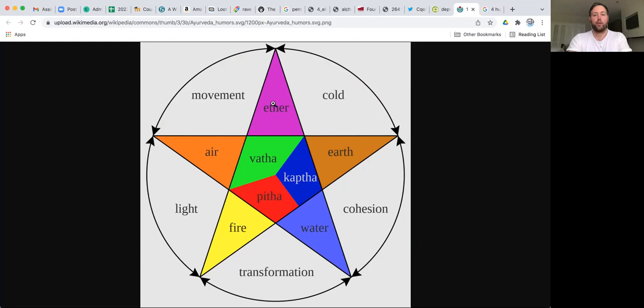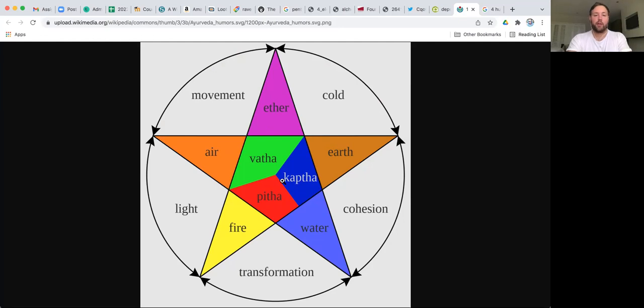Now, it is through the combinations of these elements in a certain balance, or imbalance, should I say rather, that we get the three doshas. The dosha is a temperament, okay? And we're just dealing with human beings for now. So the three doshas are temperaments of elemental imbalance in the body.